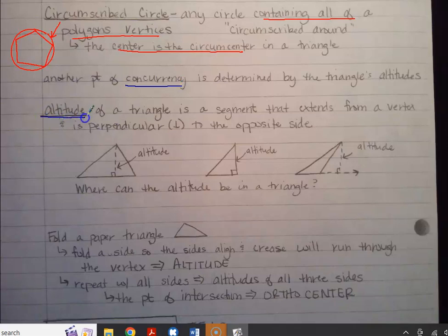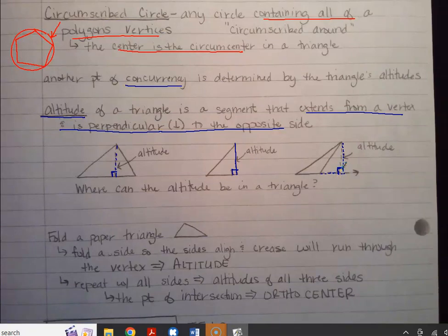The altitude of a triangle is a segment that extends from a vertex and is perpendicular to the opposite side. So it comes from a vertex and it's perpendicular to this side. It can be in the triangle, it can be a side of the triangle in a right triangle, or it can be outside the triangle. Like this one, it's extended outside. It's this obtuse scalene, and so our altitude is there.